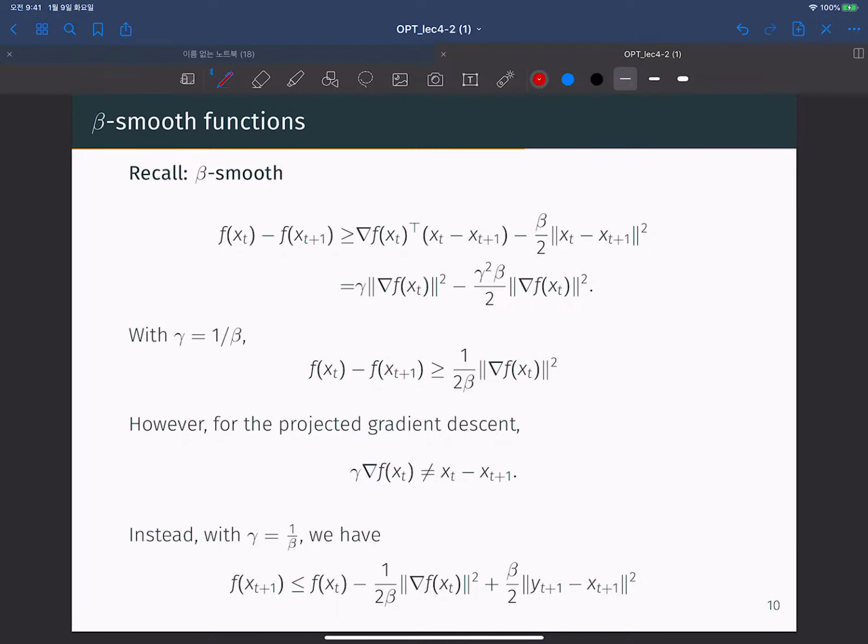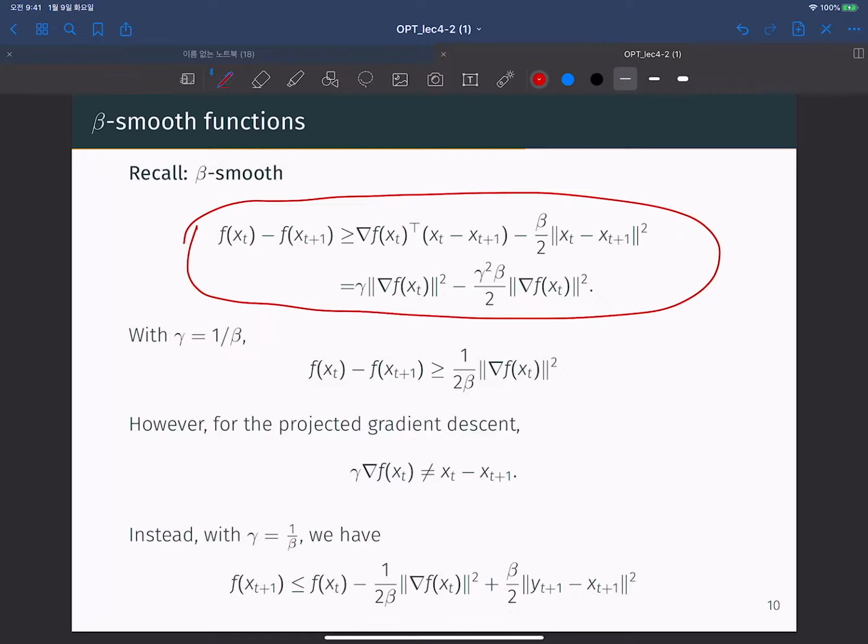So now let's consider the beta smooth case. When there is no constraint, the main ingredient to show the 1 over t convergence speed was this inequality.